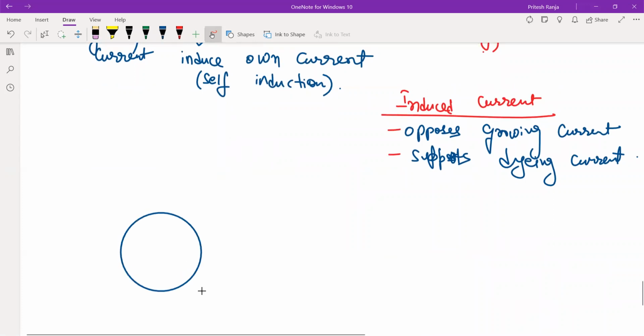Let's say we have a coil here, and this coil is present in a magnetic field. Suppose the magnetic field is going into the screen.